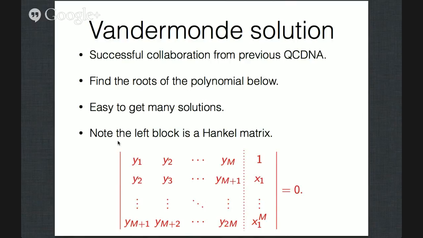I mean, finding the roots of a polynomial numerically, I think, is a hard problem. Although the good thing is there are solvers. There are packages out there. You can just give it a polynomial and it solves it. I don't know. Maybe you guys have an opinion about it.